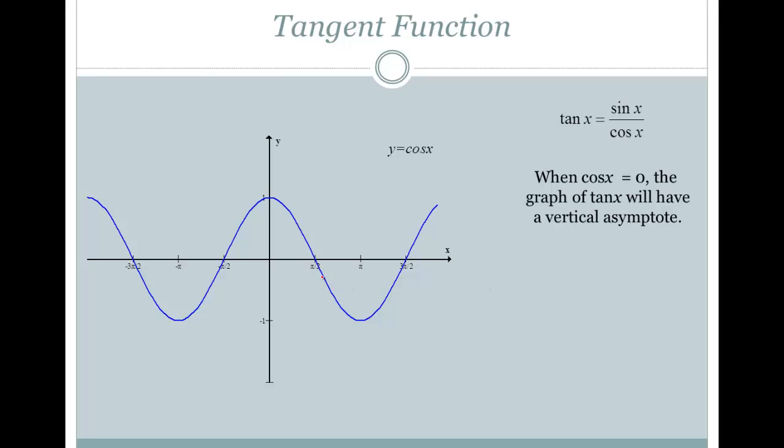So here's the cosine function. And we know cosine is going to be 0 at negative pi over 2, negative 3 pi over 2, pi over 2, 3 pi over 2, etc., all the way through. So at those locations, the tangent function is going to have some vertical asymptotes.